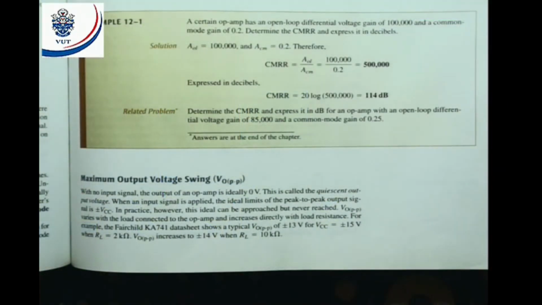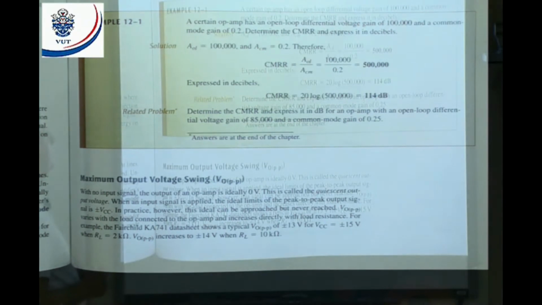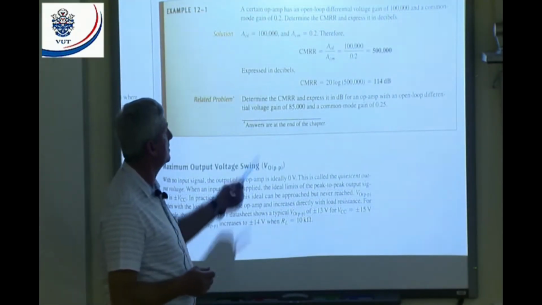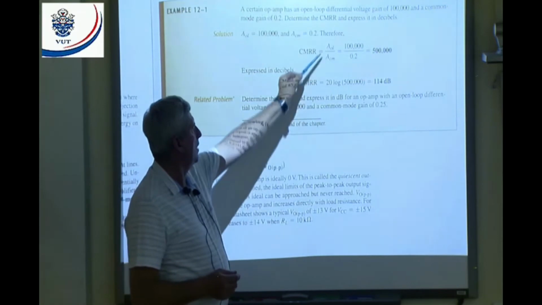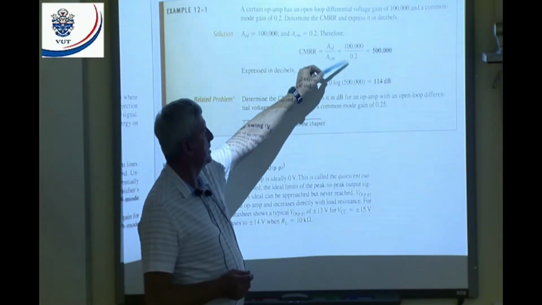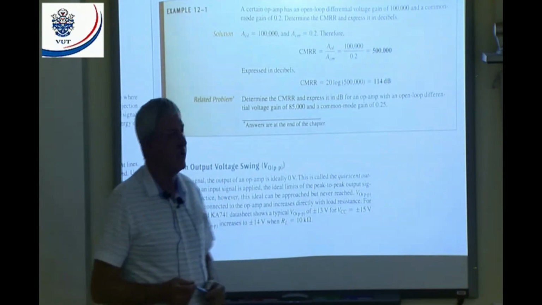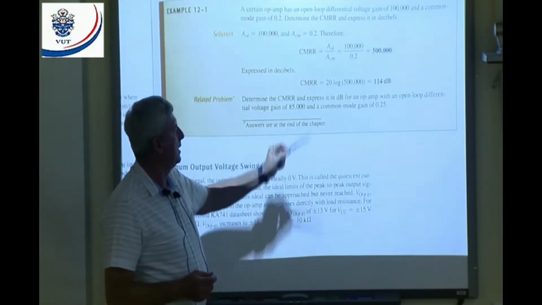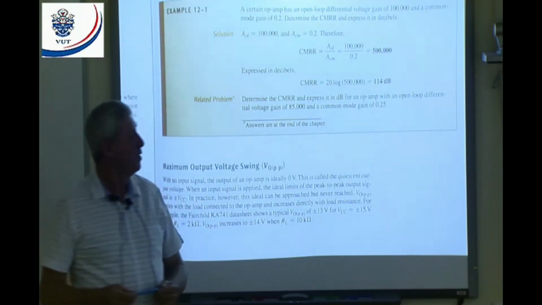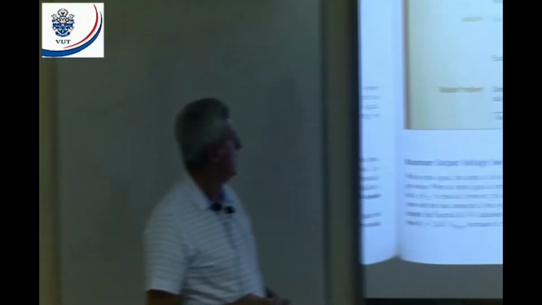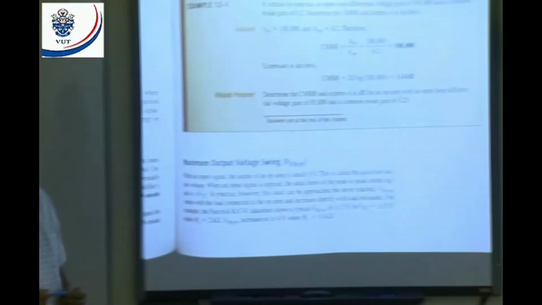We look at example 12.1. They say a certain op-amp has an open loop differential gain of 100,000. That is my open loop gain. And a common mode gain of 0.2. You can see the common mode gain is quite small. Then they say determine the common mode rejection ratio and express it in decibels. Common mode rejection ratio, open loop gain divided by the common mode gain, is 100,000 divided by 0.2. It will give me 500,000. All right. When I express it in dBs, it's 20 log of 500,000, which will give me 114 dBs. All right. You can see your common mode rejection ratio is quite high.